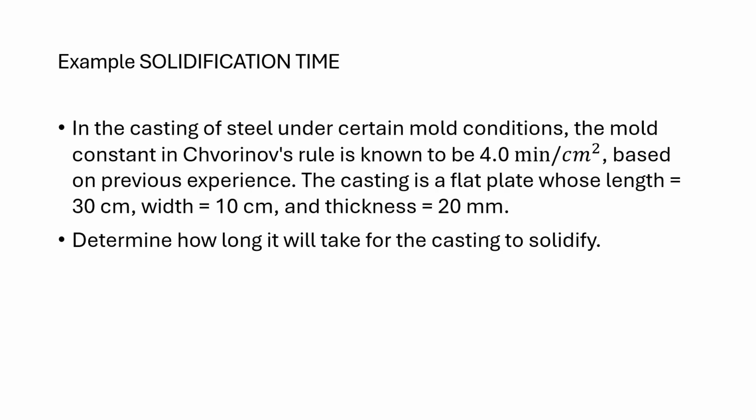Okay, so let's have a look at the example. In the casting of the steel under certain mold conditions, the mold constant in the Chvorinov's rule is known to be equal to 4 minutes per centimeter squared, based on a previous experience. The casting is going to be a flat plate, which has a length of 30 centimeters and a width of 10 centimeters, while the thickness is 20 millimeters.